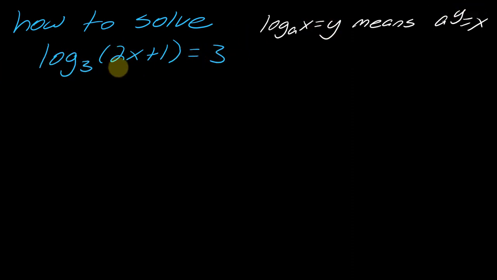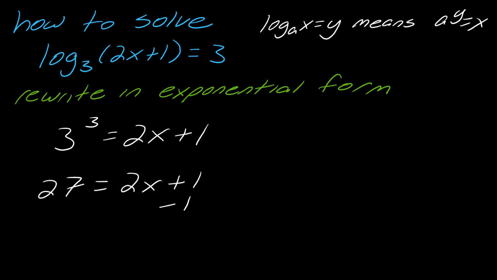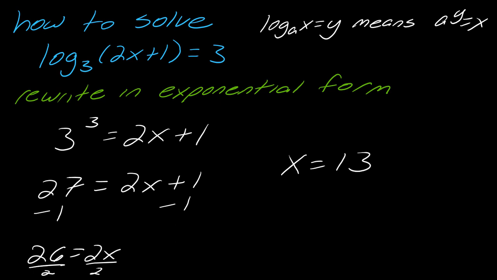So for instance, if I rewrite this now in exponential form, the way that this would look is 3 to the third equals 2x plus 1. And once you see it like this, it's something that you probably know how to do. So 3 to the third is 27. And then I just solve for x as usual, so subtract off the 1. I get 26 equals 2x. I'll divide both sides by 2, and I get x equals 13. And so that would be the solution to that.